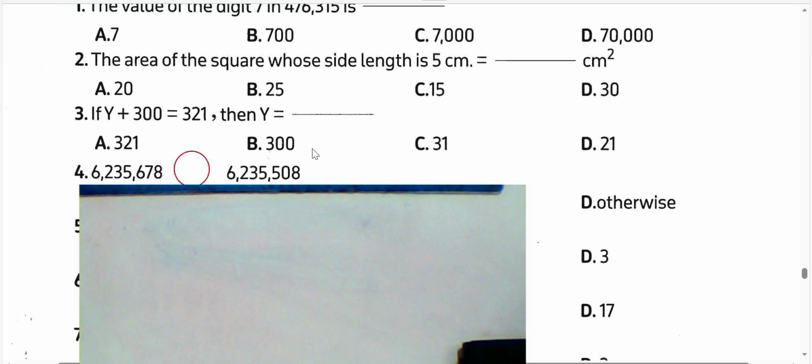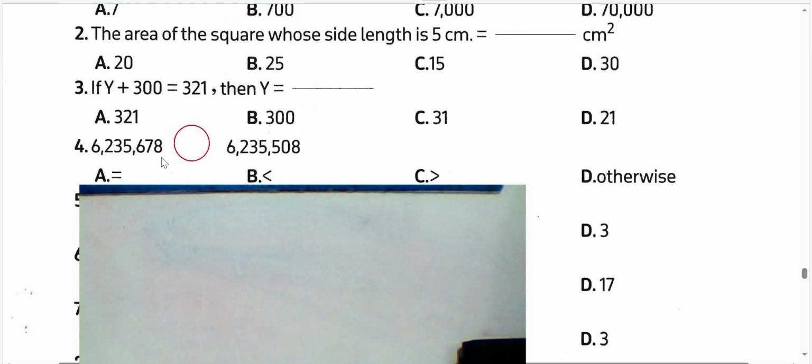Next question. Comparing two numbers, we have the same digits. We have 6 digits and here are 6 digits. Then look at the left-hand side. 6 equals 6, 2 equals 2, 3 equals 3, 5 equals 5, 6 is greater than 5. It shows letter C. Okay.